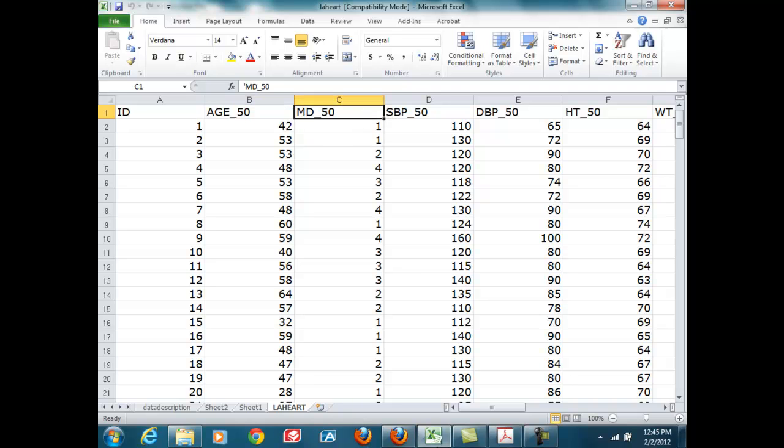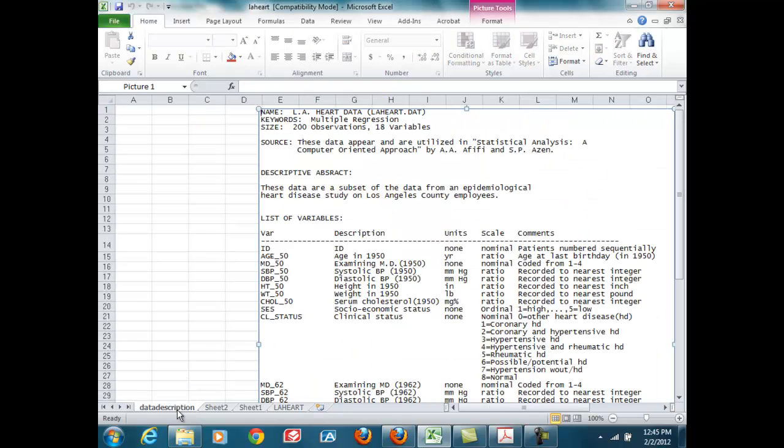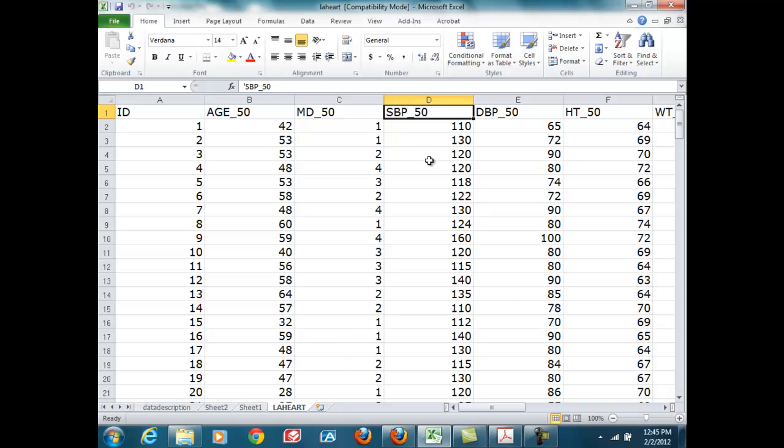I don't know what the MD variable is. Let me look. That is not that obvious. Oh, examining MD. Okay, and it says it's nominal data. All right, so let's not worry about that variable in the beginning of our study. This is the systolic blood pressure of that person in 1950.